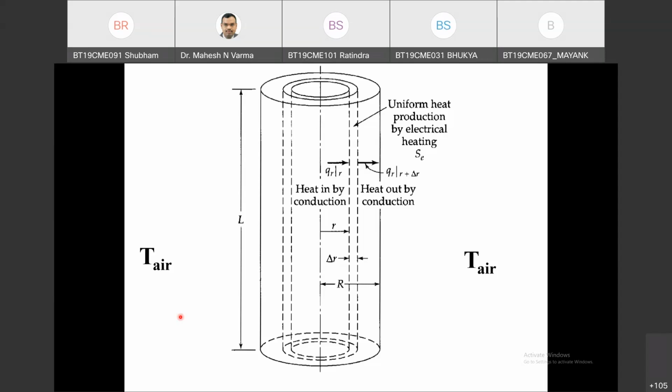So why are you so late in responding? Sir, connectivity problem, sir. Okay. Yeah, tell me. Are you solving this problem? Yes, sir. So how to go for this?